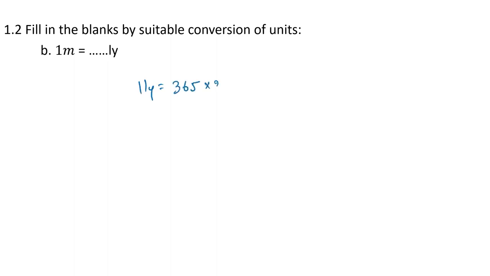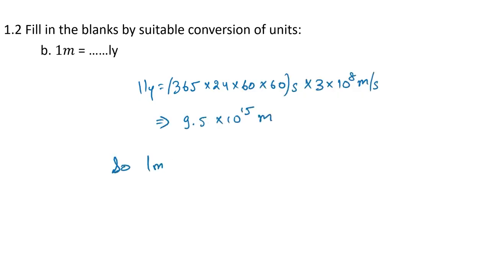So 1 light year would be equal to 365 days into 24 hours into 60 minutes into 60 seconds multiplied by the speed of light, that is 3 into 10 to the power 8 meter per second, which will come out to be 9.5 into 10 to the power 15 meter. Now for 1 meter we will invert this value, that would be 1 by 9.5 into 10 to the power 15 light year, which will come out to be 1 times 10 to the power minus 16 light year. So 1 meter would be equal to 10 to the power minus 16 light year.